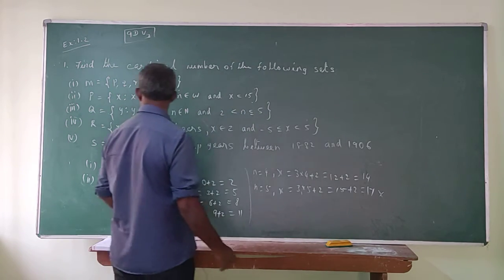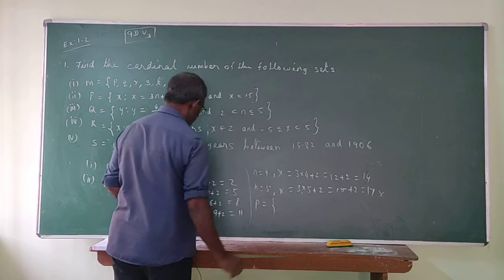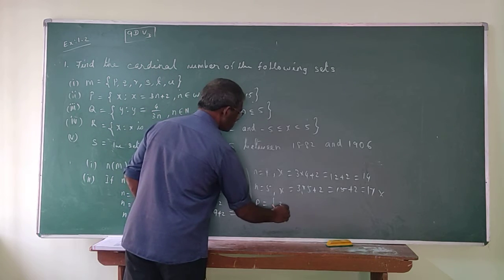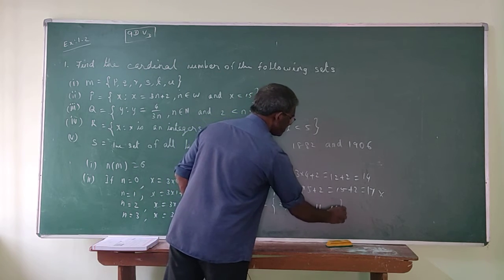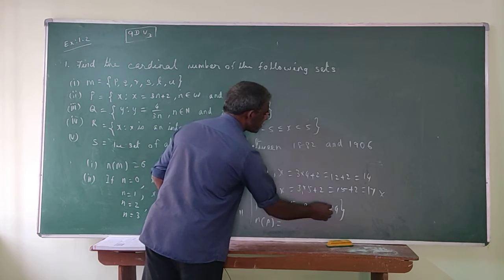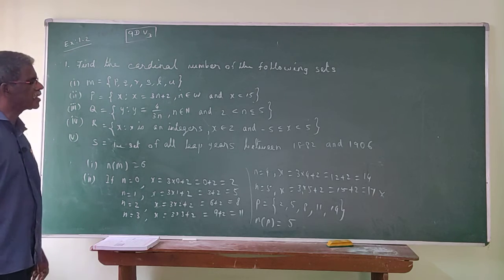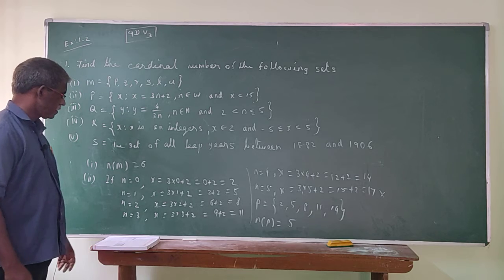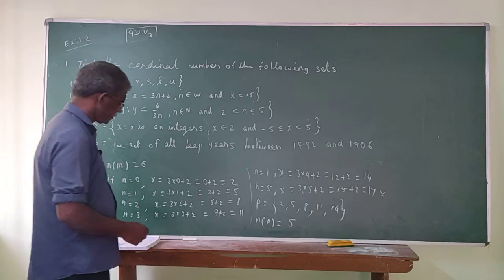So the answer for P: in this set P we get the elements 2, 5, 8, 11, 14. Then n of P is equal to 1, 2, 3, 4, 5. So the cardinal number of set P is equal to 5. This is the answer for the second question. Similarly we have to find the answer for the third question.